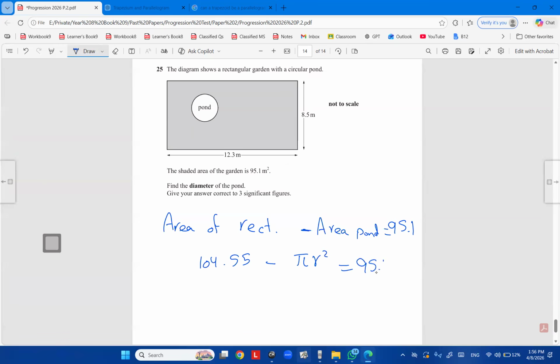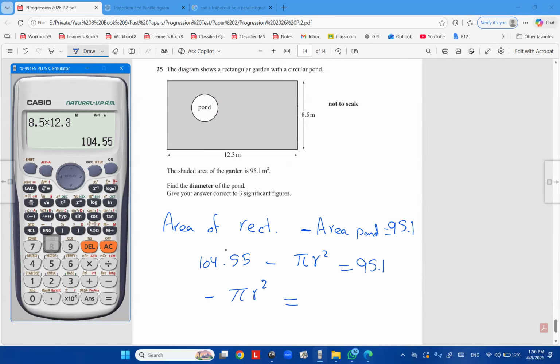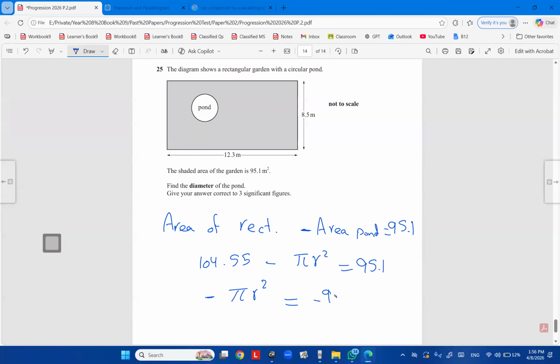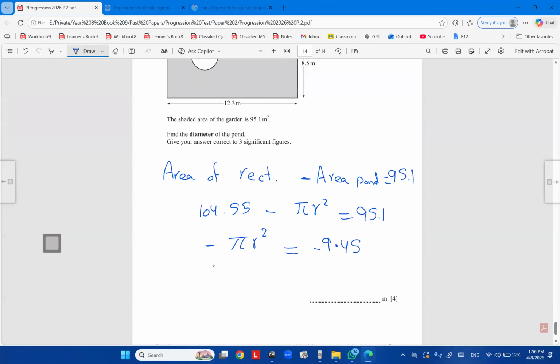Equals 95.1. So negative pi r squared, don't forget the negative, equals, let's send the 104.55 to the other side, subtraction. So it's going to be equal to 95.1 minus 104.55, which equals negative 9.45. Okay, good. I still need to get rid of the negative pi. So r squared equals negative 9.45 over negative pi. I sent the negative pi to the other side.